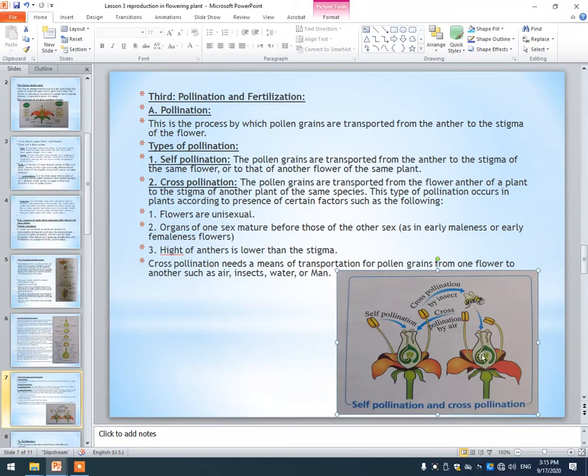What are the conditions for cross-pollination? Number one, the flowers are unisexual: male flowers contain androecium only, or female flowers contain gynoecium only. The organs of one sex mature before those of the other sex, and the height of the anthers is lower than the stigma. Cross-pollination needs a means of transportation for pollen grains, which may occur by air, insects, water, or humans.